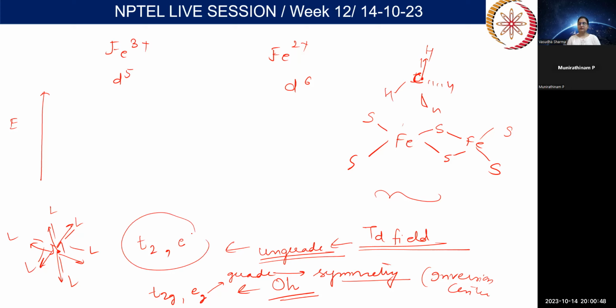Now, in tetrahedral field, their energy levels are opposite compared to the octahedral. In octahedral, the T2g orbitals, dxy, dyz, dzx, feel less repulsion, whereas the axial ones, the dx square minus y square and dz square orbitals, which are along the axis, feel more repulsion.